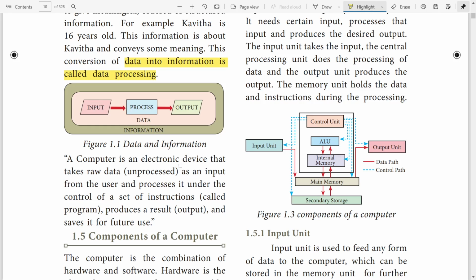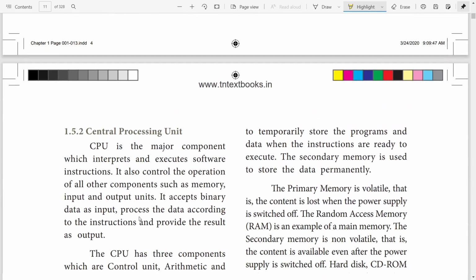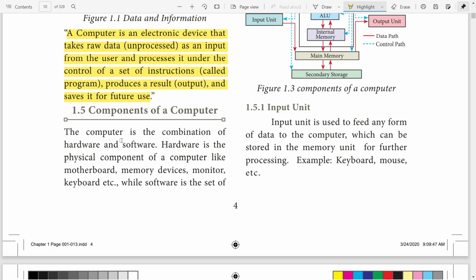The computer is an electronic device that takes raw data as an input from the user and processes it under control of a set of instructions and produces a result and saves it for future use. Next, components of a computer. The components are a combination of hardware and software.